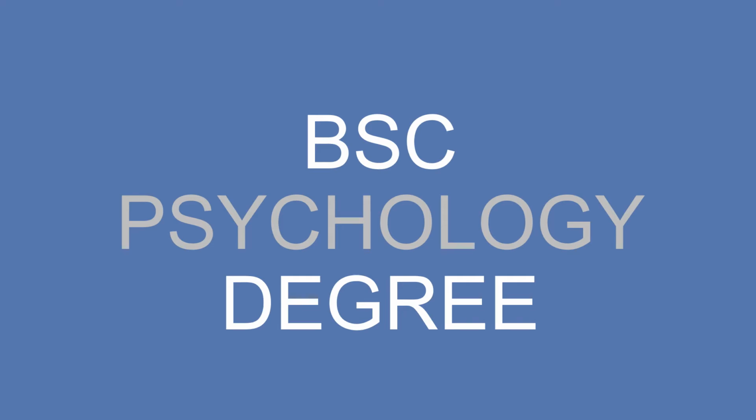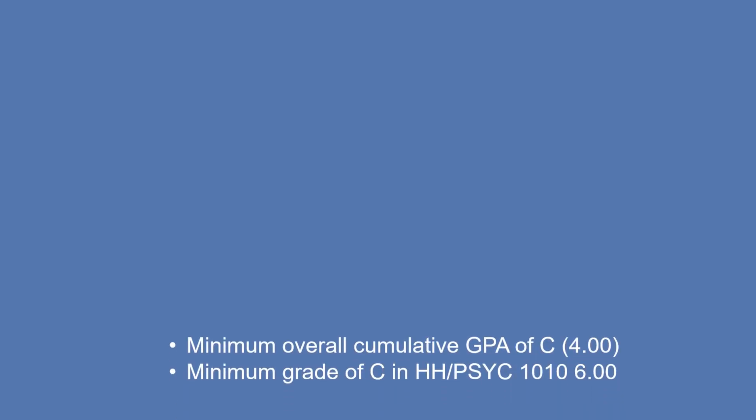Now that you know the basics of the Bachelor of Science degree, let's examine your degree requirements. In order to graduate with your BSc Psychology degree, you must complete a minimum of 90 credits with an overall cumulative grade point average of a C or a 4.0. This translates to a 60 to 64% overall average.